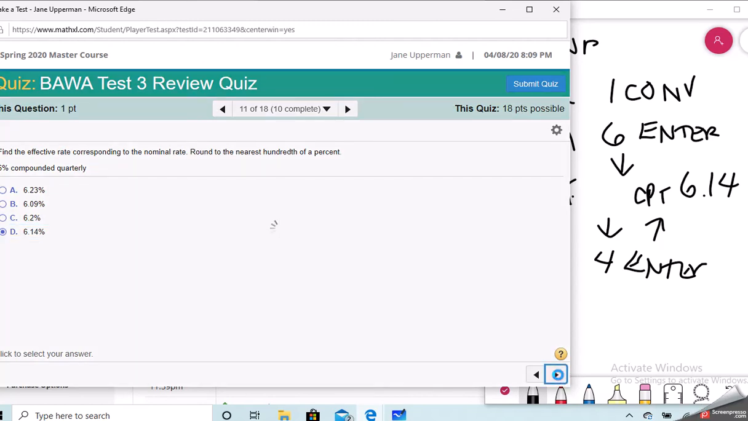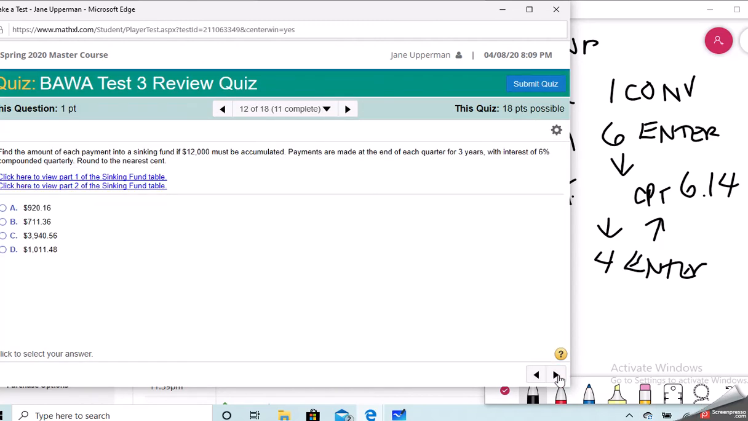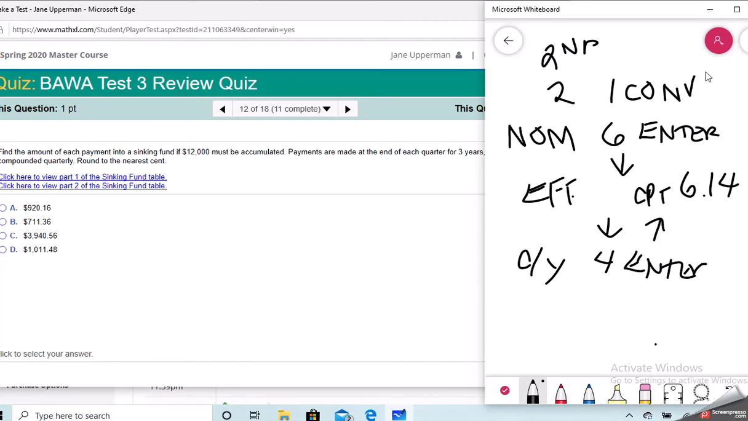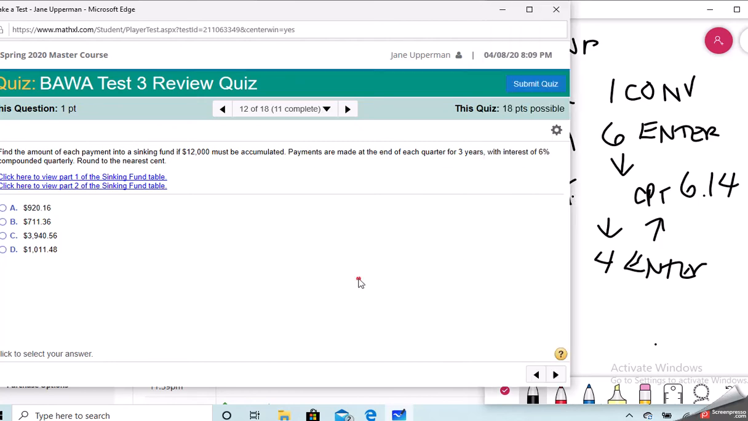And you'll have one of those on your take-home quiz too, and that's the way you got to do it, is using that interest conversion function. So go back to your calculator and use this as your example.